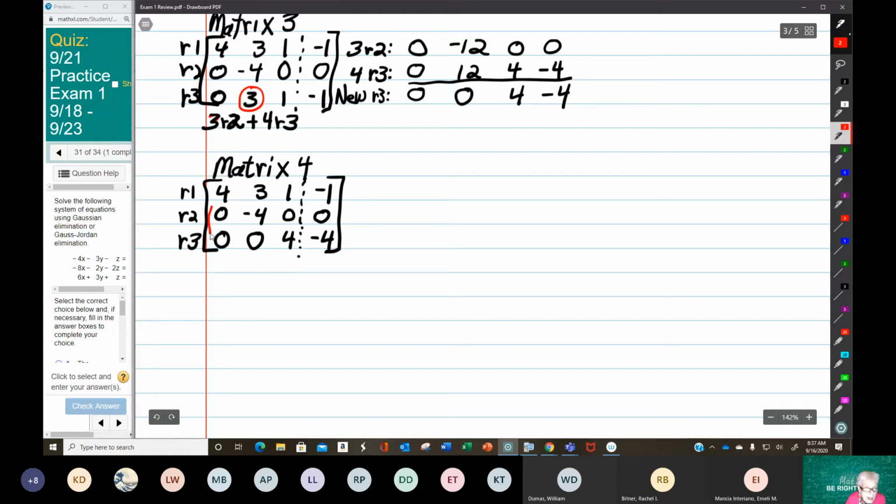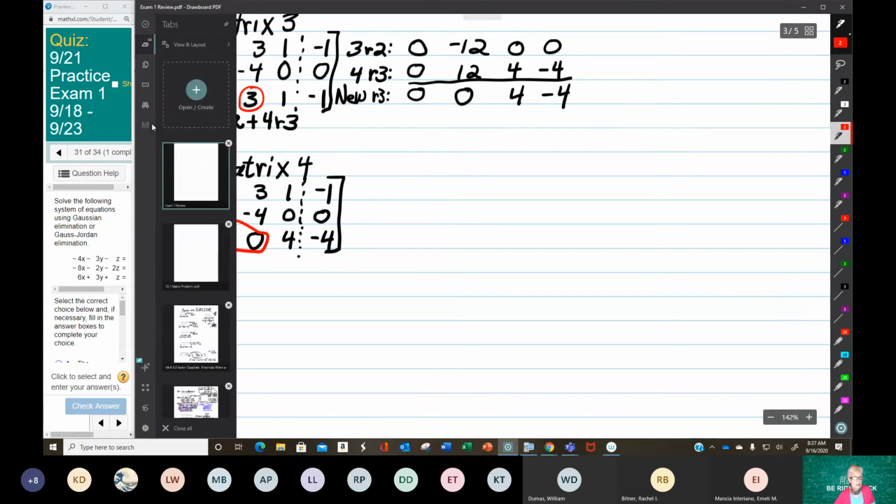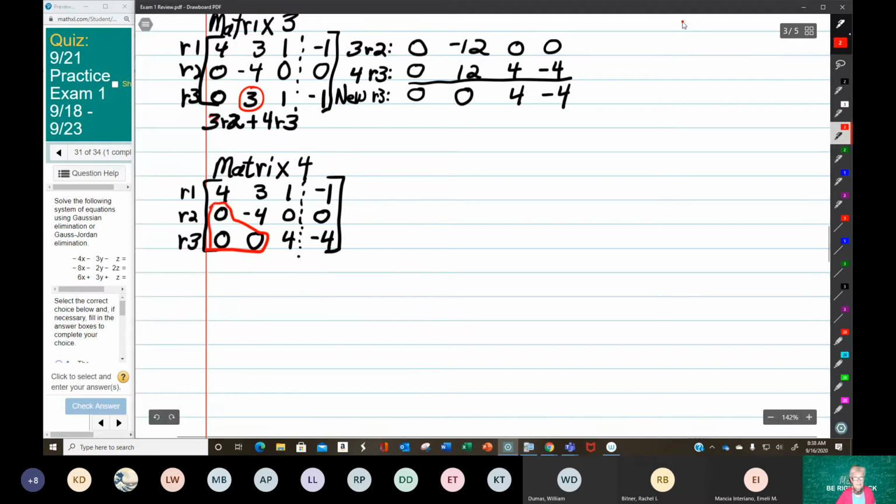And notice that we now have a lower triangle of sorts of zeros. That means using Gaussian elimination, we're done with our row operations, and we're going to go back to an XYZ system. So here is how I'm going to rewrite these.